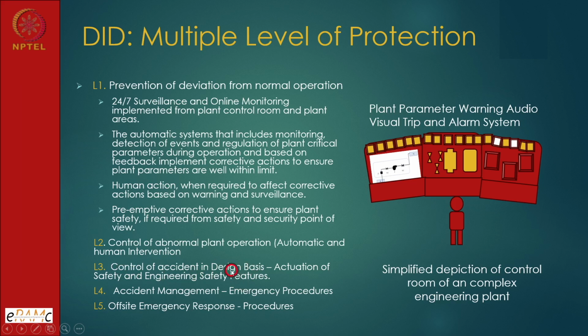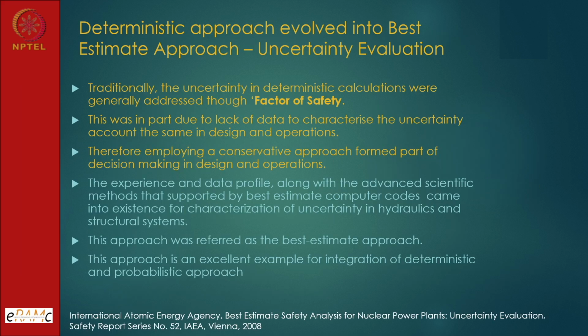But suppose by chance we are not able to control it here, then the accident management plan is executed, and there is an offsite emergency. As I said, offsite emergency means the 1.6 kilometer or 1 kilometer boundary of the plant that defines the offsite and onsite scenario. So this is a different level, and this is all part of the defense in depth approach that we have in place.